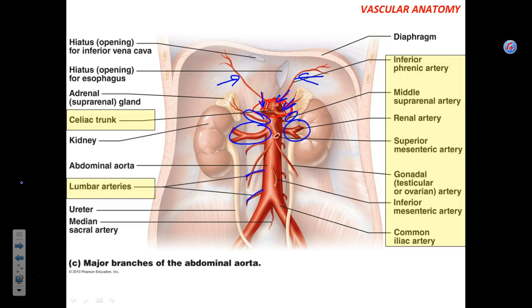And then you have superior mesenteric and you have inferior mesenteric artery. And these two are gonadal. They go to the testis or ovaries, depending on the gender. And the abdominal aorta branches into two common iliac arteries.